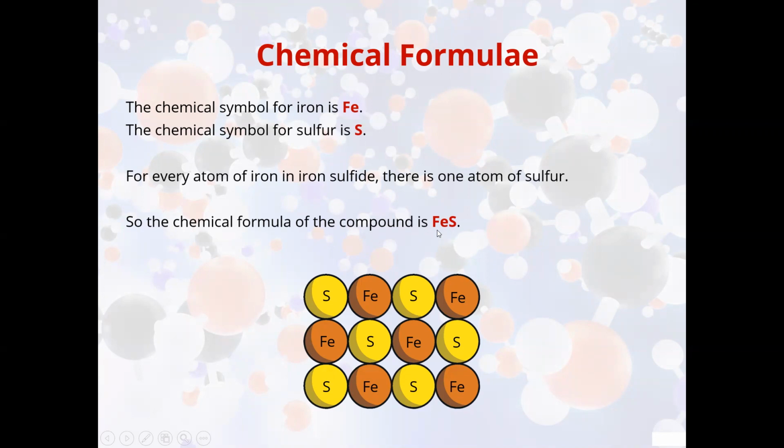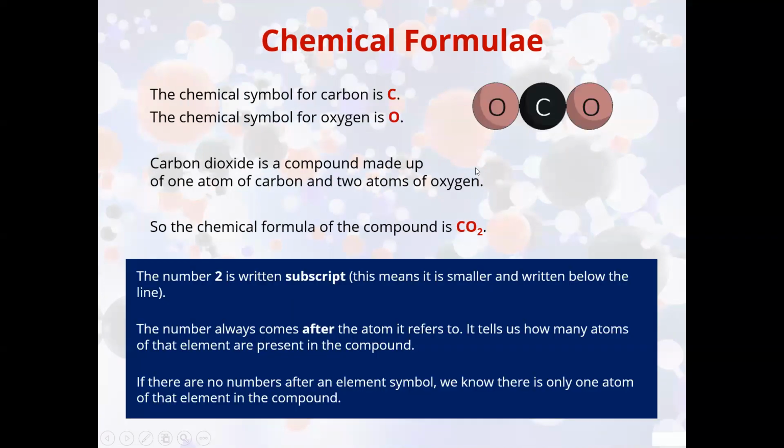So looking at this, you are able to tell every time there's a new capital letter, that shows that it is a new element. The chemical symbol for carbon is C and for oxygen is O. And this is now carbon dioxide. Carbon dioxide is made up of one atom of carbon and two atoms of oxygen.